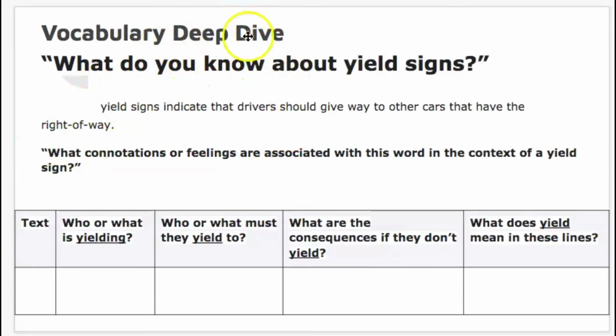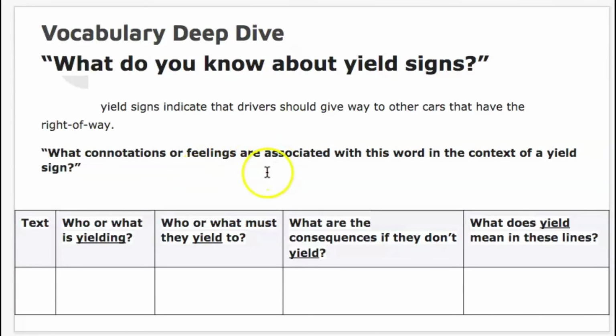Now let's look at our vocabulary deep dive. Ask yourself, what do you know about a yield sign? And when I say yield sign, I mean the ones that are on the road. That's right. Yield signs indicate that drivers should give way to other cars that have the right of way, meaning you should slow down and let others go ahead of you.